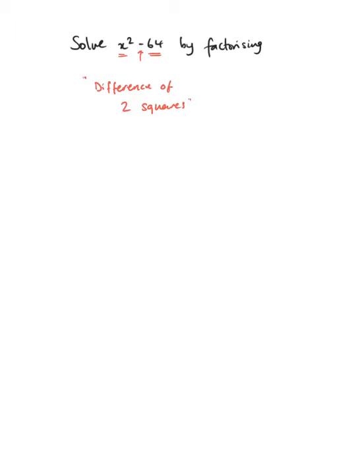So essentially what I need to be doing is finding something that multiplies to give me minus 64 and adds to give me 0 because there's no x's. Now, of course, 8 times minus 8 is minus 64, and 8 minus 8 is 0. So this is going to factorise to x plus 8, x minus 8. And of course, if we needed to solve this, which we do here, that's just going to give me x equals minus 8, and x equals 8.